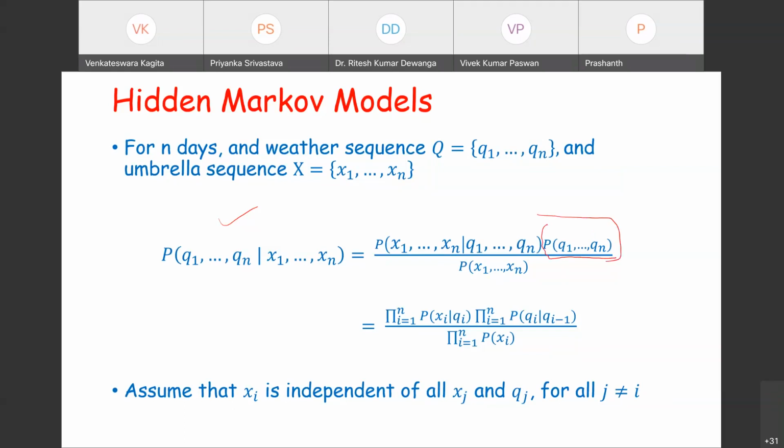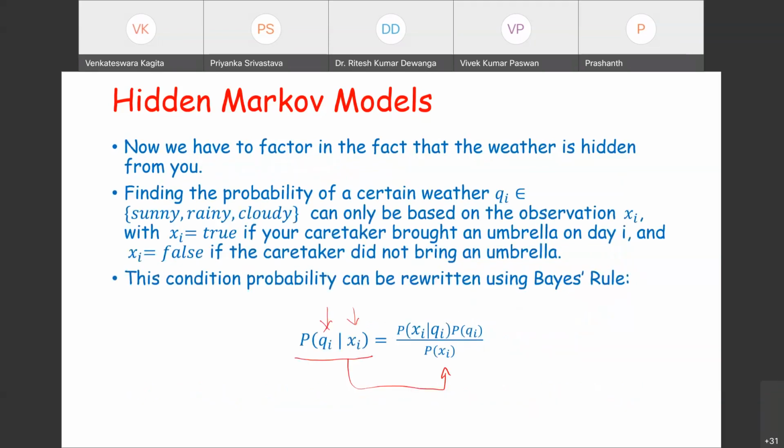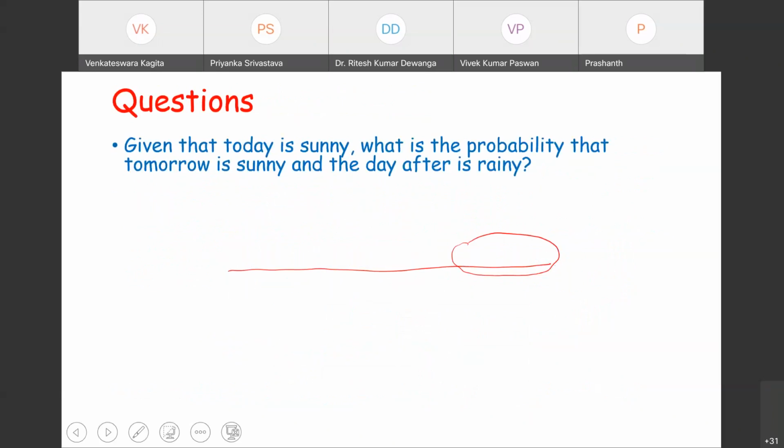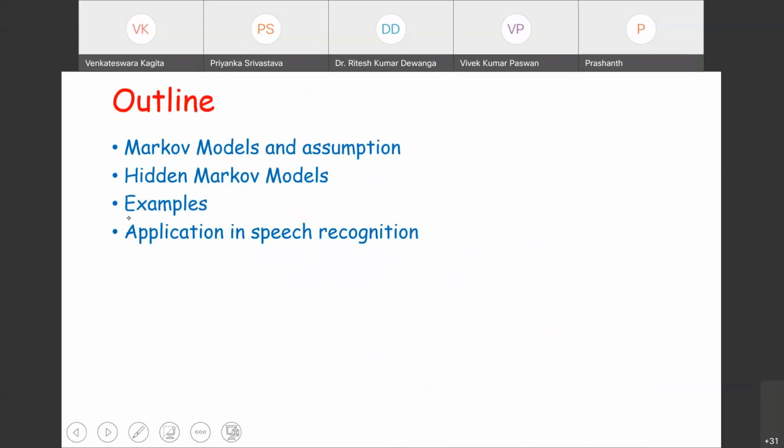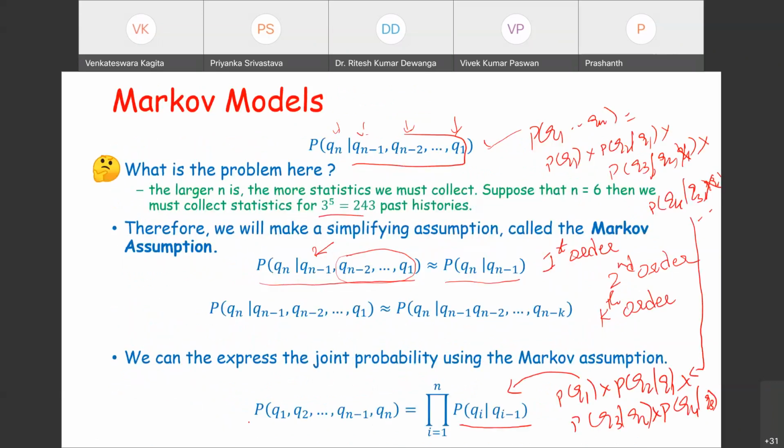What are the assumptions? The nth day's weather depends only on the (n minus 1)th day's weather, not anything else. So using that assumption, this can be written as the product over i equal to 1 to n of probability of Qi given Qi minus 1. This we have already seen here. Where is that? Oh, I missed it. Here. So this we have already written. Correct.